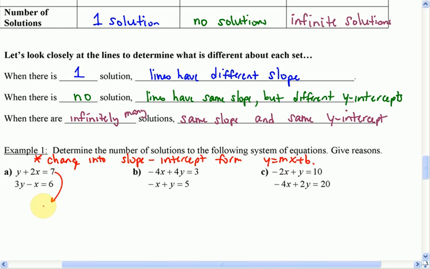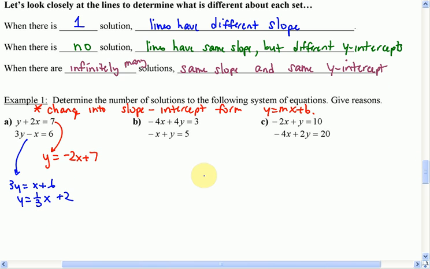All right, so the first one, I'll change. The next one's a little more tricky. 3y equals x plus 6. Divide both sides by 3. And I want you now to compare the slopes and the y-intercepts. We'll always compare slopes first. Are the slopes the same? Not in this case. So automatically, because they're different, you know there's one solution. And I'll say because the slopes are different.